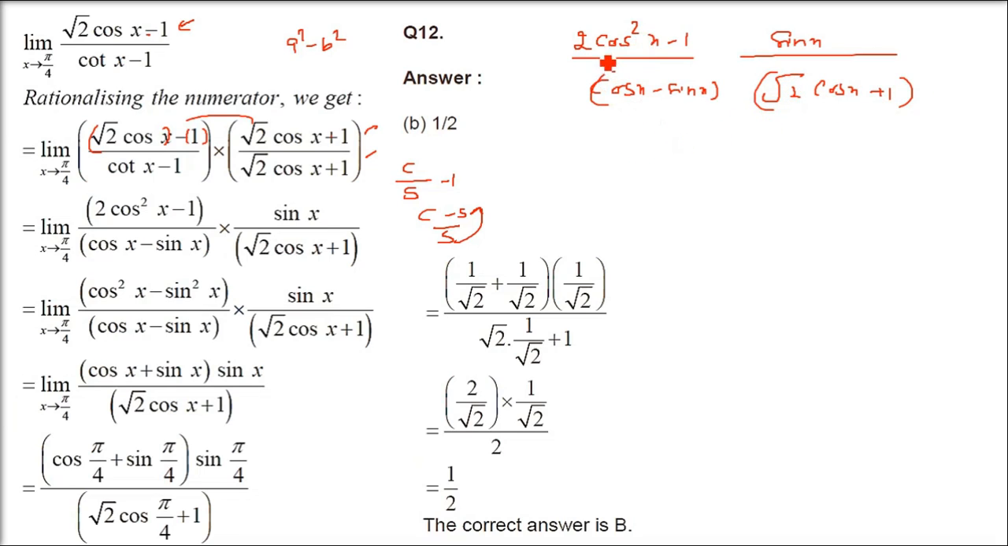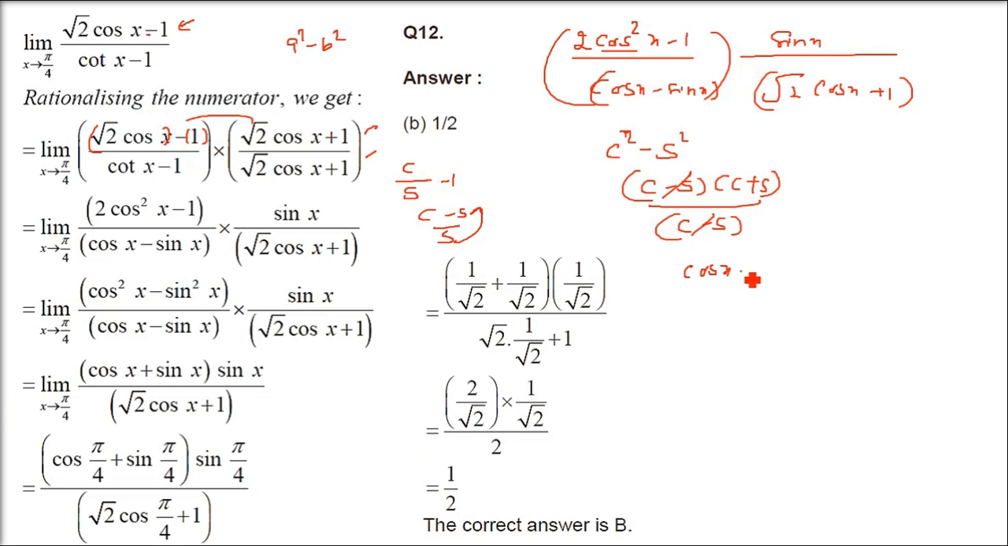So this 2 cos square x minus 1 is what? If you replace cos square x by 1 minus sine square x, basically it's the cos 2 theta formula, cos square theta minus sine square theta. So cos square minus sine square will be cos minus sine times cos plus sine, and in the denominator we already have cos minus sine. So cos minus sine cancel. Cos x plus sine x will remain. Then we have this sine x, and then we have root 2 cos x plus 1.